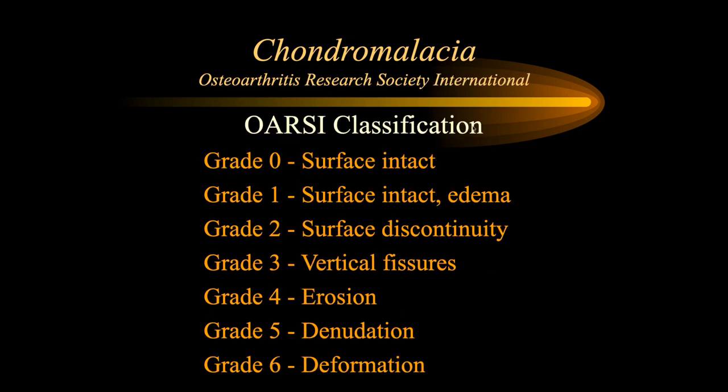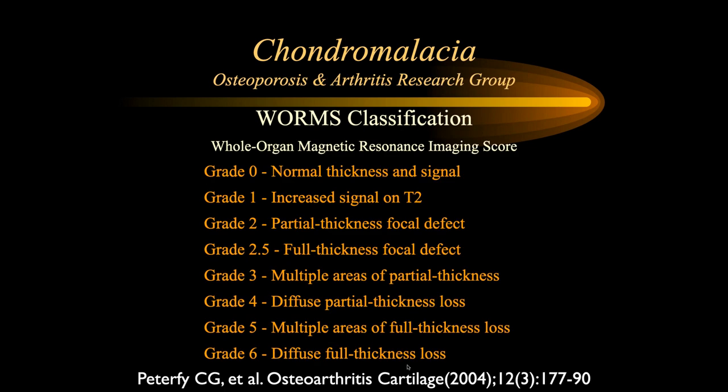Another classification system that's out there is the Osteoarthritis Research Society International classification, the OARSI classification. Grade zero, the surface is intact. Grade one, surface is intact, but you have edema and thickening with maybe softening. Grade two is surface discontinuity. Grade three are vertical fissures. Grade four are larger erosions. Five, denudation. And six, you have deformity of the underlying bone. Here's the WORMS classification, the whole organ magnetic resonance imaging score.